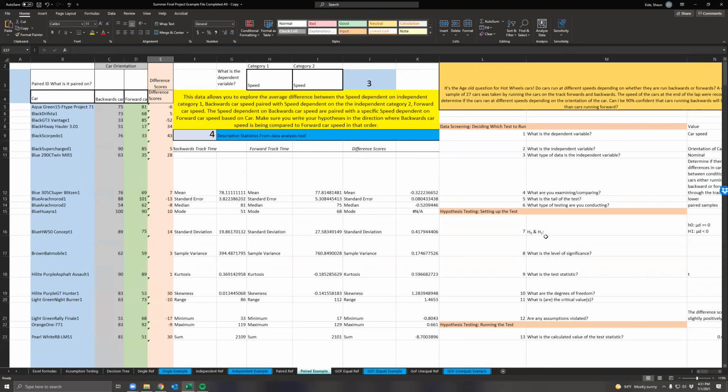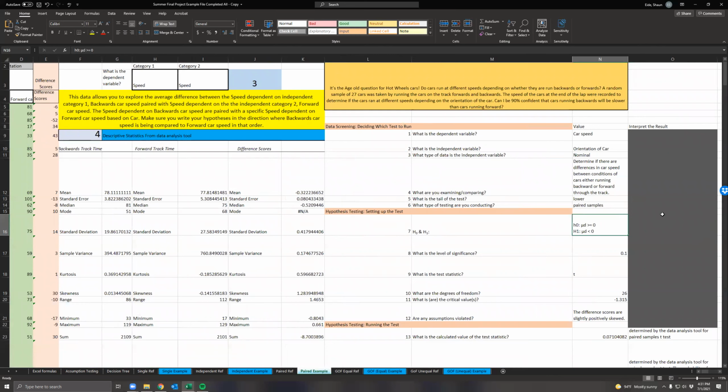So next we have this right here. The mean difference. This is saying the null hypothesis is that the mean difference is greater than or equal to 0, and the alternative hypothesis says the mean difference is less than 0. So in other words, the backwards track time is going to be slower than the forward track time. Next, what is the level of significance? And that is 0.1 because we've got a 90%. Can I be 90% confident?